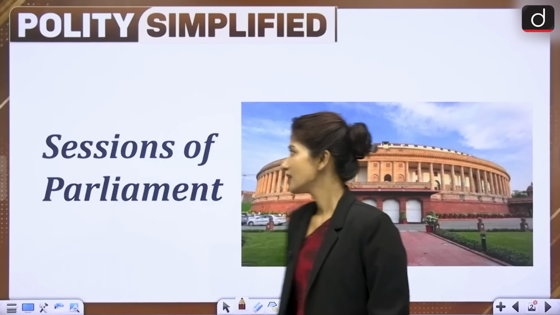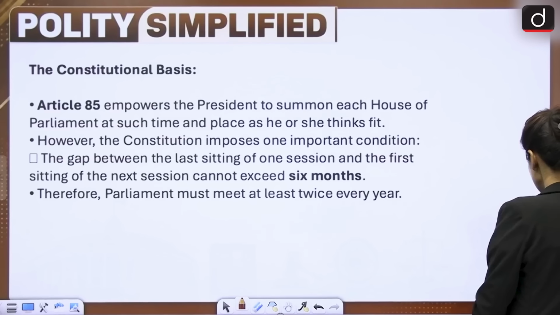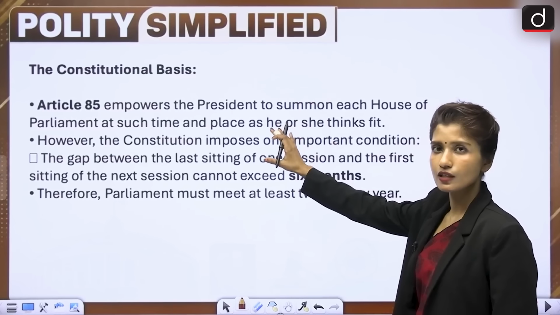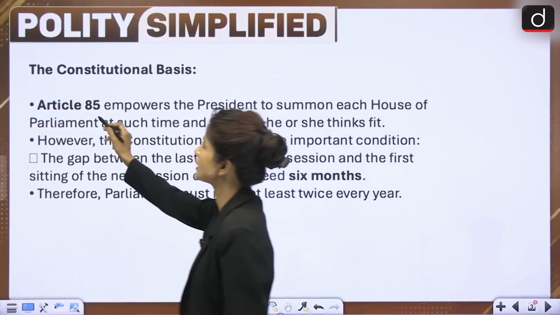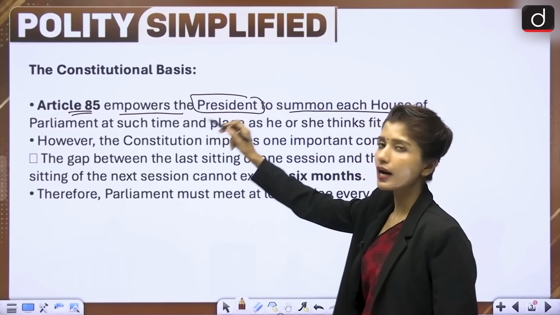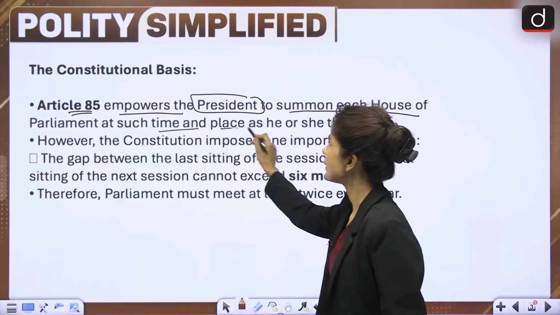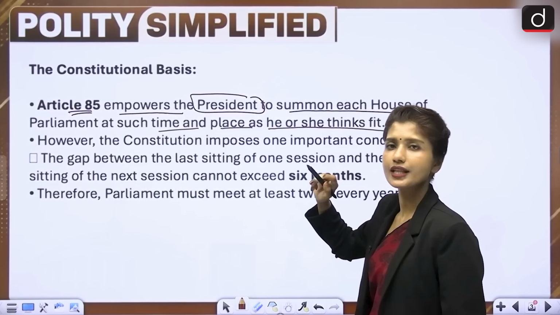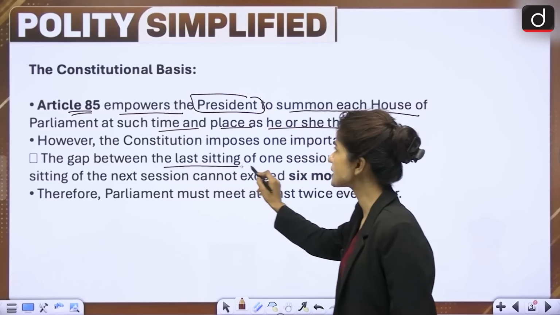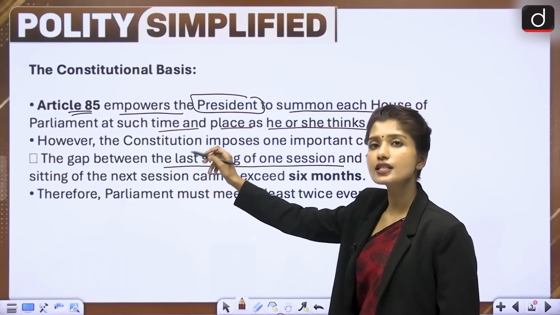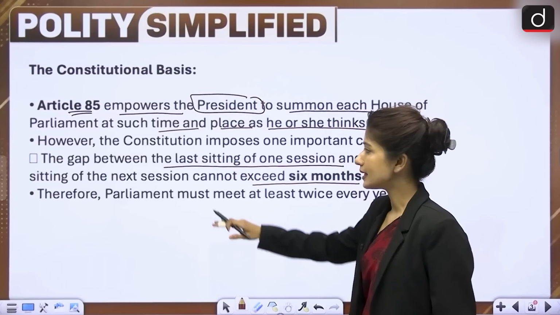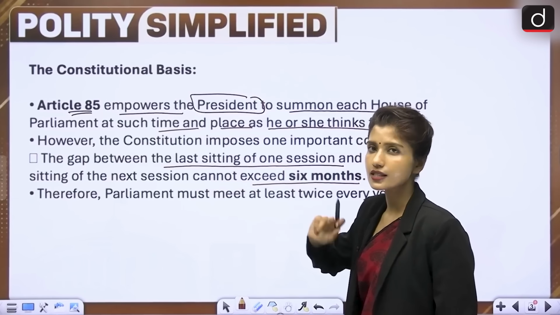Let's get started. So the Constitution does not specify the number of sessions Parliament must hold in a year. The constitutional basis for the sessions of Parliament is Article 85, which empowers the President to summon each house of the Parliament at such time and place as he or she thinks fit. There is only one condition given in the Constitution, and that is the gap between the last sitting of one session and the first sitting of the next session cannot exceed 6 months, which means that Parliament must meet at least twice a year.